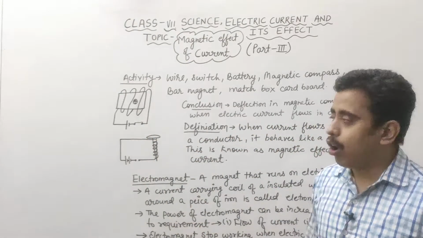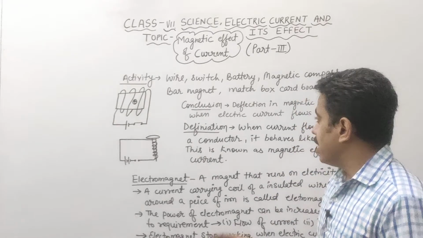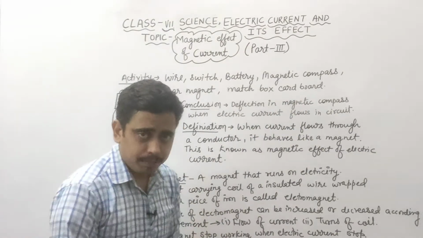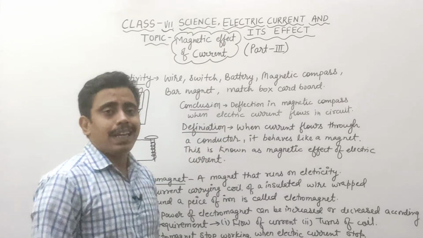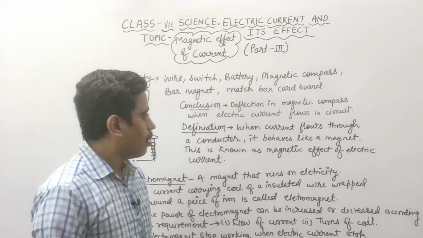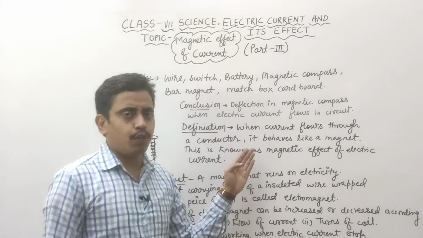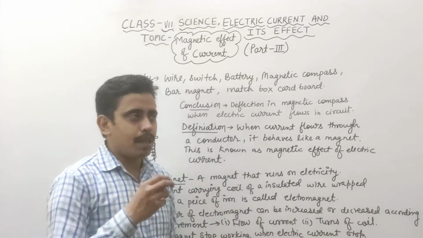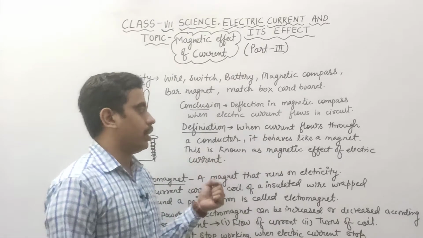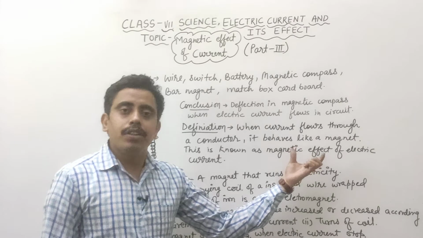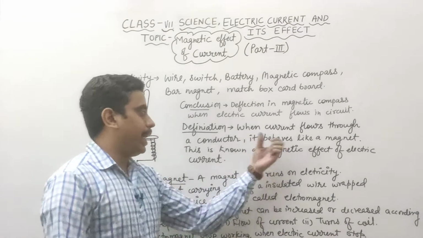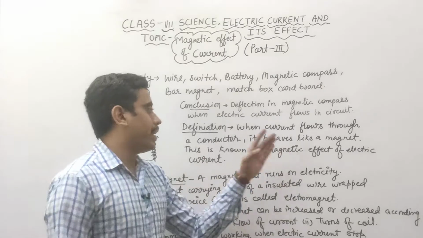Now, what is the conclusion of this particular activity? We have seen that there is a deflection in the magnetic compass when electric current passes through it. So from here we can conclude what the magnetic effect of current is. It can be defined as: when current flows through a conductor, conductor means any substance which allows electricity to pass through it, it behaves like a magnet. Yes, students, I hope you are surprised by knowing this effect. Whenever a current flows through a conductor, it behaves like a magnet, and this is known as the magnetic effect of electric current.